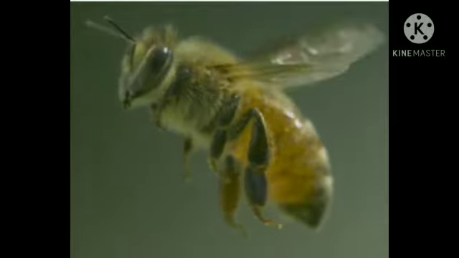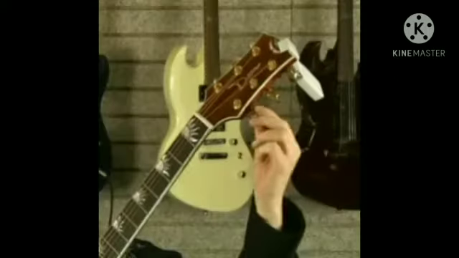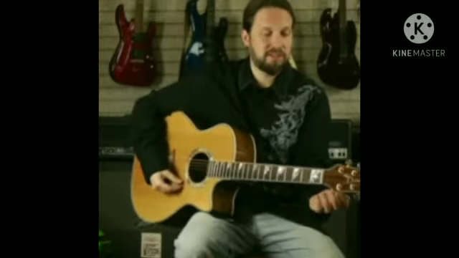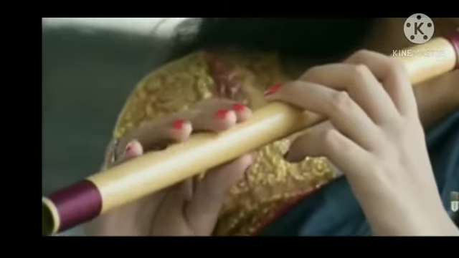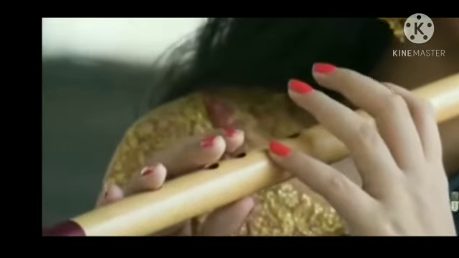For example, first, the wings of the bee and mosquito vibrate with a high frequency. Hence, the sound produced by them is shrill and high pitched. Second, when the skin of a tabla or the strings of a guitar are tightened, they give out a sound of higher pitch. Third, in a flute, sound is produced by the vibrating column of air. The frequency of vibration is changed by closing the holes of a flute, which changes the length of the column of air.